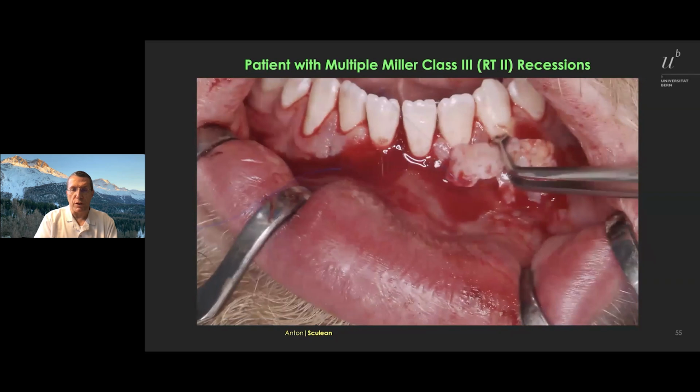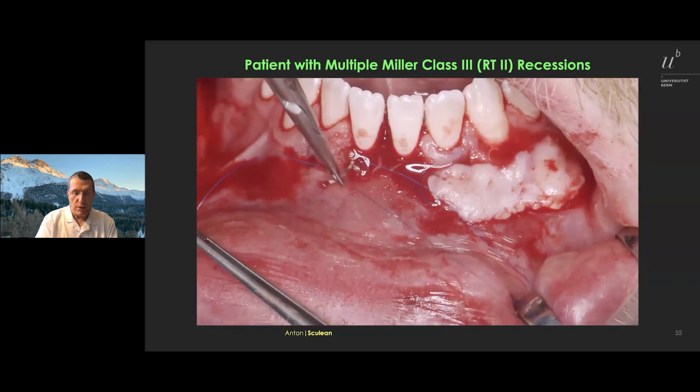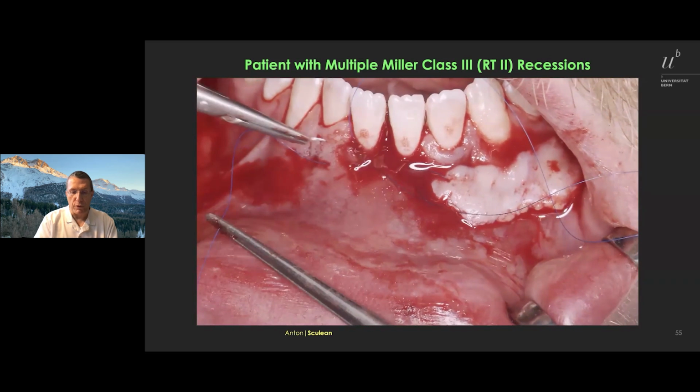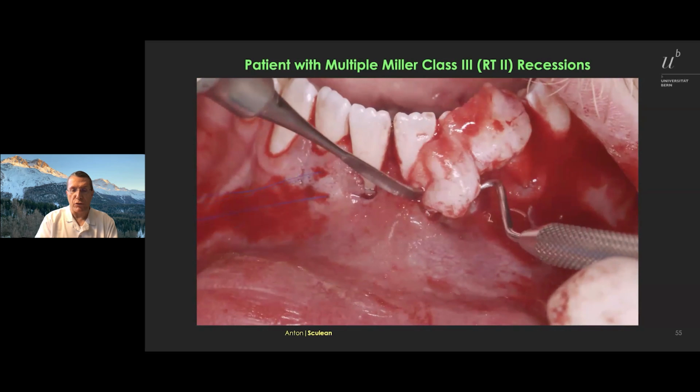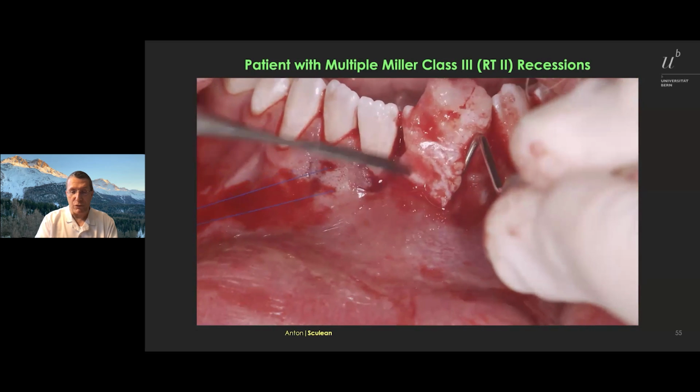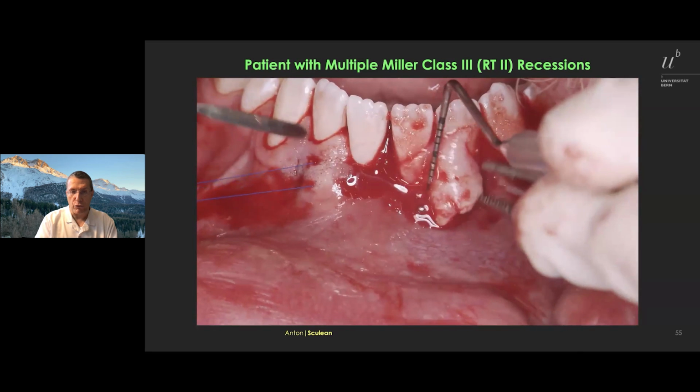But the most important is not the biologic, but the connective tissue graft. I have to point it out. That's very important because the connective tissue graft has living cells that will enhance keratinization and also growth factors.